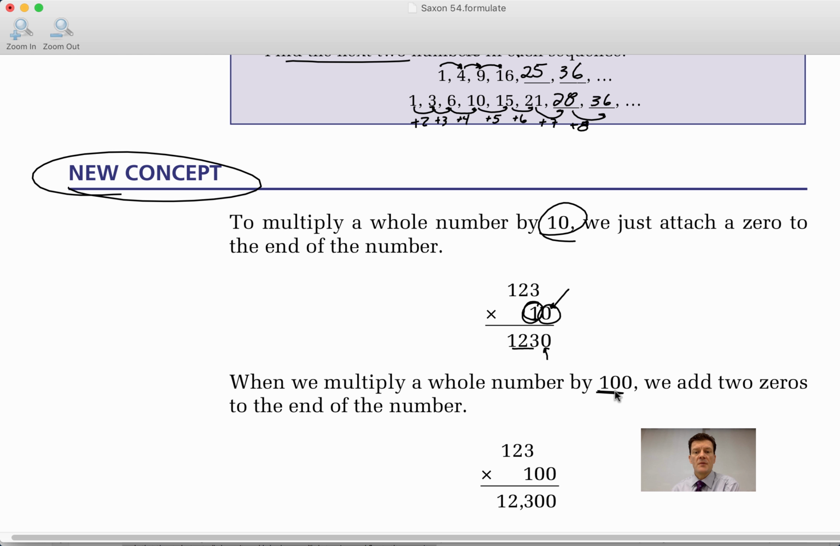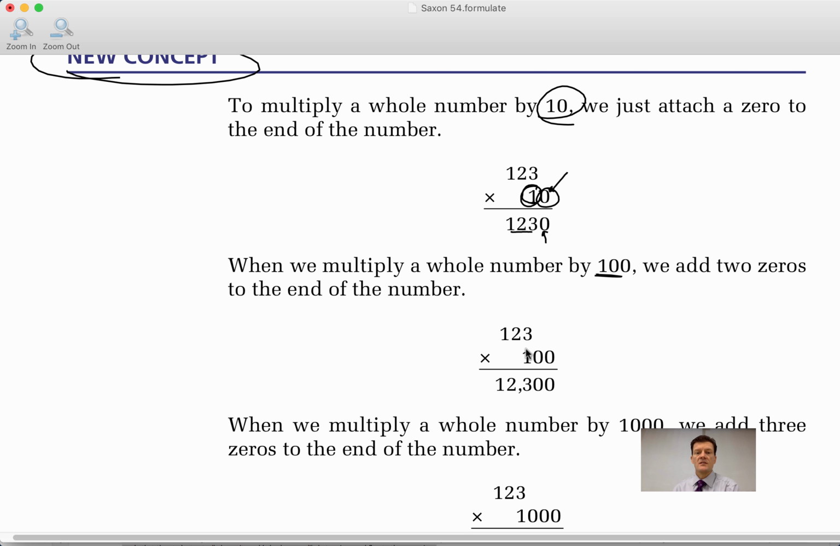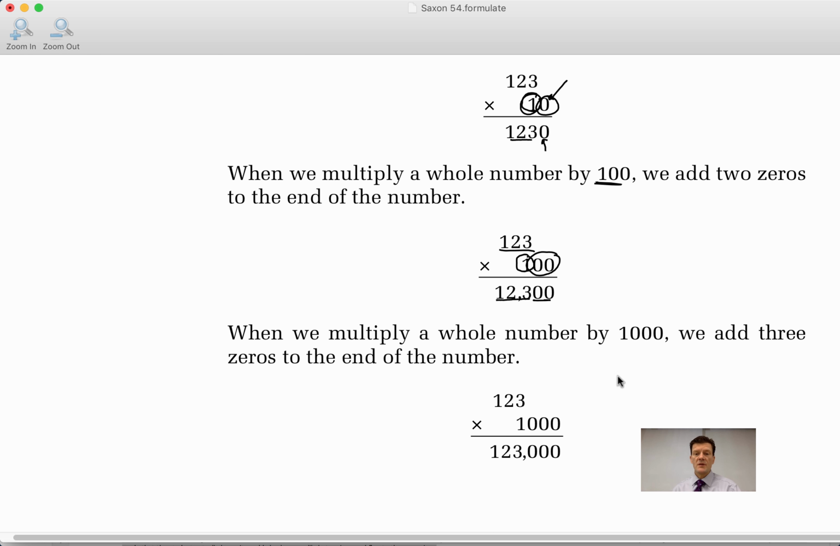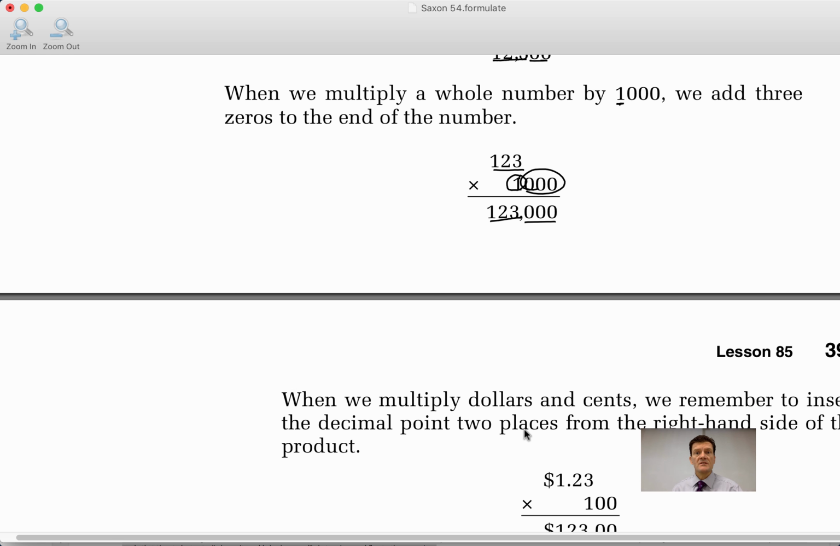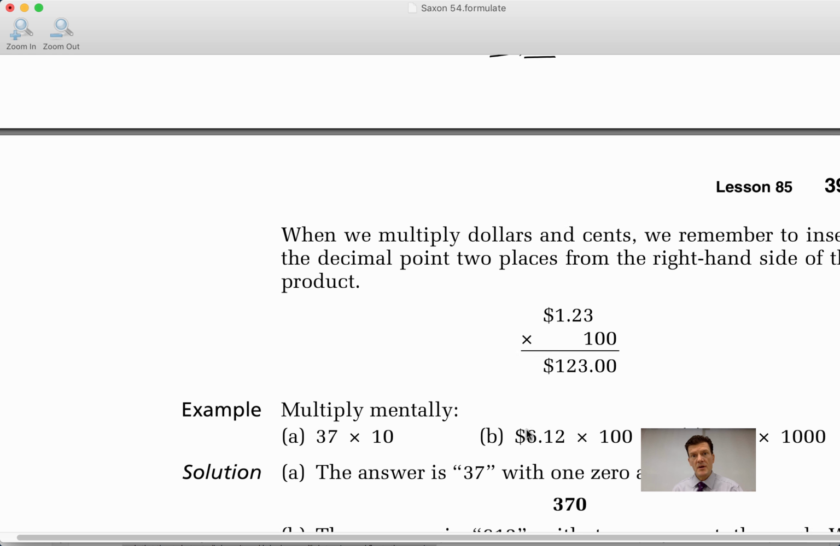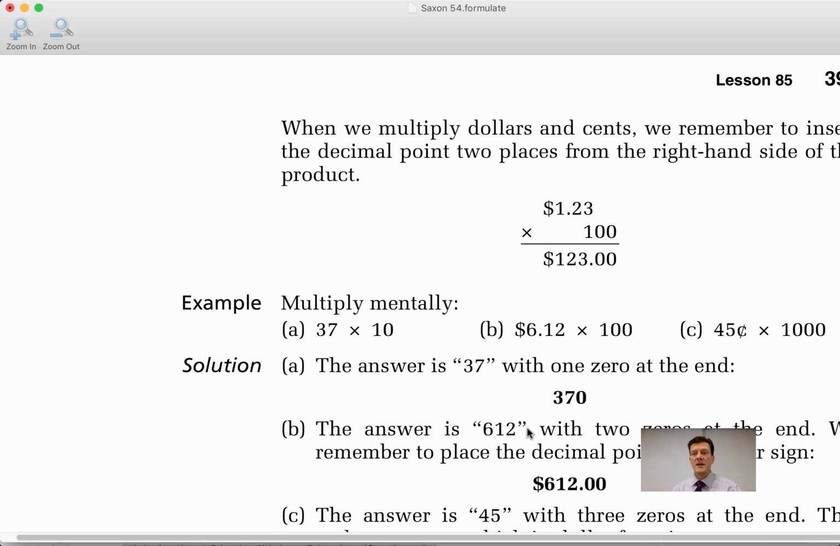Okay? If you multiply by 100, then you can just take, again, 1 times that number, and you get 1, 2, 3, but you would add 2 zeros at the end. So this would be 12,300. And if you multiply by 1,000, you would just, again, multiply by 1. So in this case, the same value, 1, 2, 3. But you would add 3 zeros at the end and get 123,000. So it should be straightforward, quick and easy. It's a great skill to have because you often are multiplying by powers of 10 in mathematics. Okay? All right.